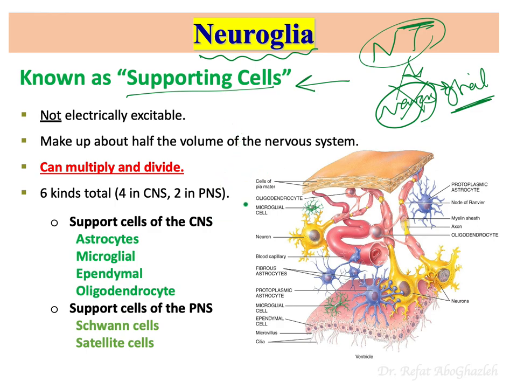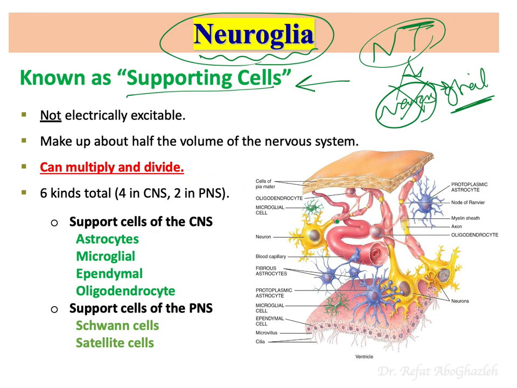There are a couple of characteristics of the neuroglia cells in general. One of them is that they are not electrically excitable, which means they are not like neurons. Although they are not electrically excitable, they form about half the volume of the nervous system.